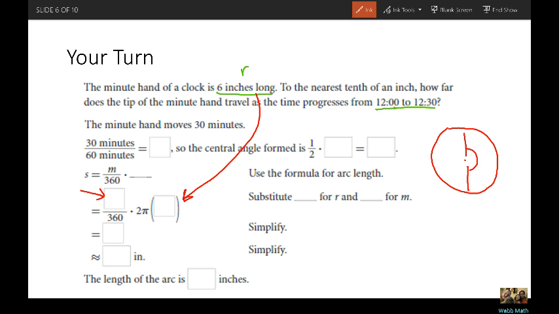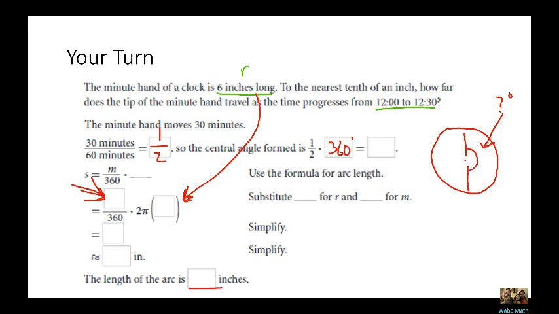Okay, so we already know that 30 minutes out of 60 minutes is 1/2. So the initial angle, what's half of 360 degrees, right? And that's basically what I asked you with this drawing right here. Okay, what angle is that? So whatever angle that is, plug it in right here. Okay, you already have your radius, plug and chug, and don't forget your answer in inches. So that's your turn. Let me know when you get the answer.